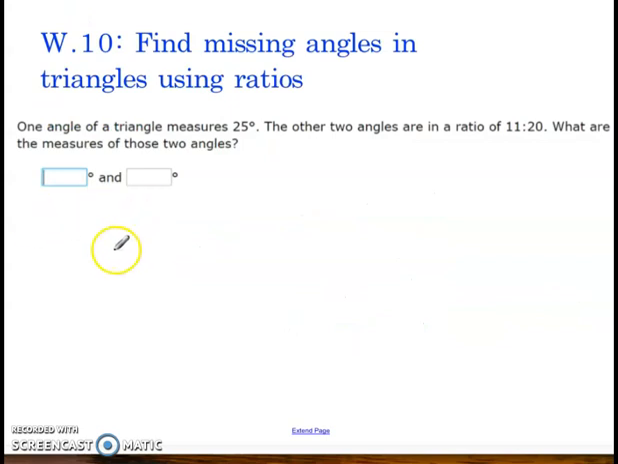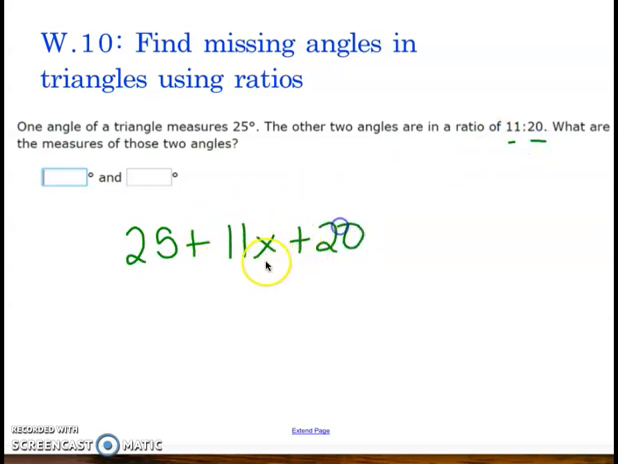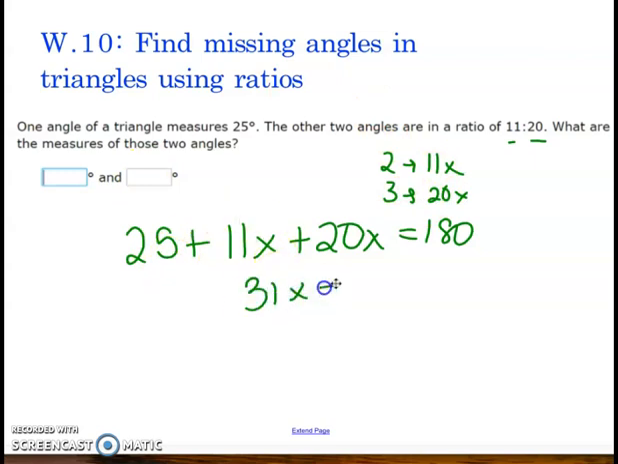Okay, so the same idea. One angle of a triangle is 25 degrees. The other two angles are in a ratio of 11 to 20. So we let it be 11x and 20x. And we know it's equal to 180. So the second angle is 11x. The third is 20x because they're an 11 to 20 ratio. So I get 31x plus 25 equals 180.